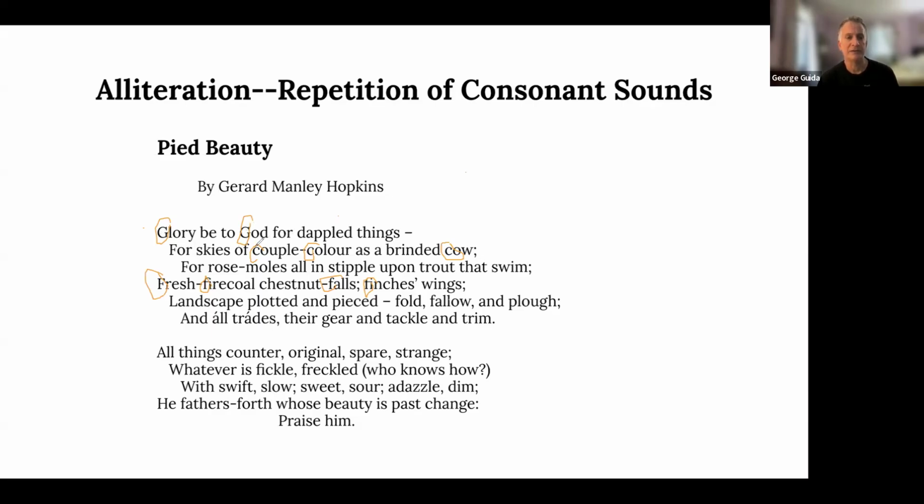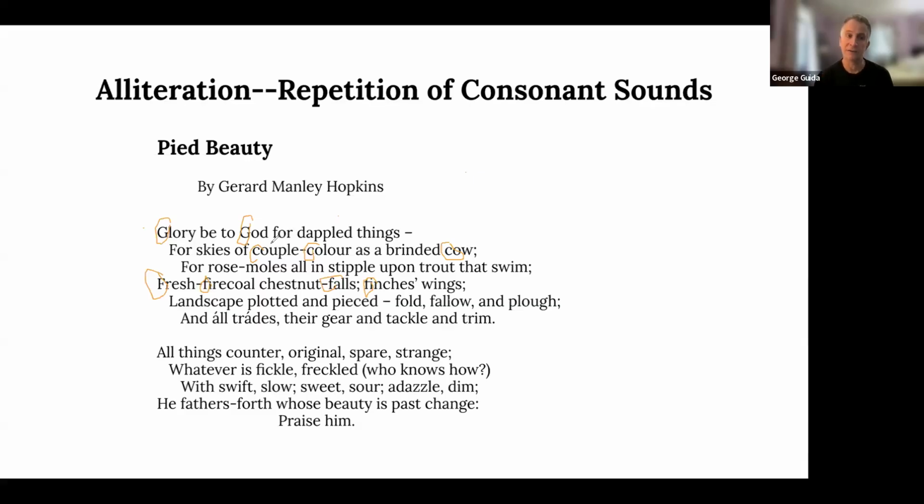And then later, in the second line, we get the use of alliteration again, but this time, in addition to placing an emphasis on those three words and syllables, we get again this tying together of, in this case, not so much an idea as an image, the couple-colored cow, right? And so that's, I would say, the general rule of two ways that alliteration can tie things together.